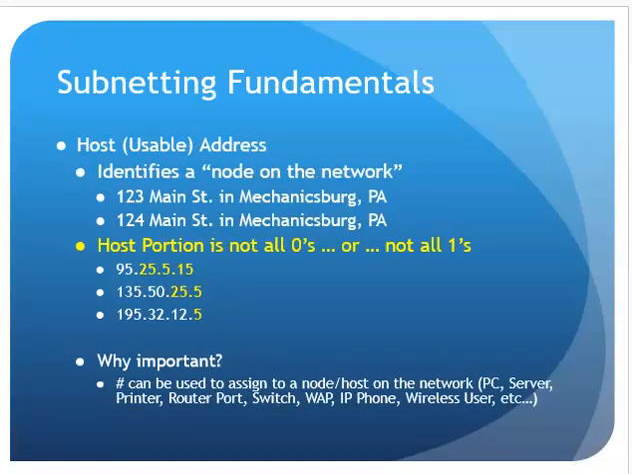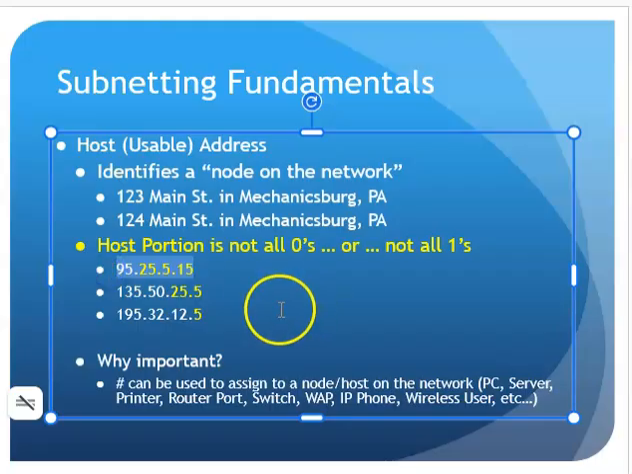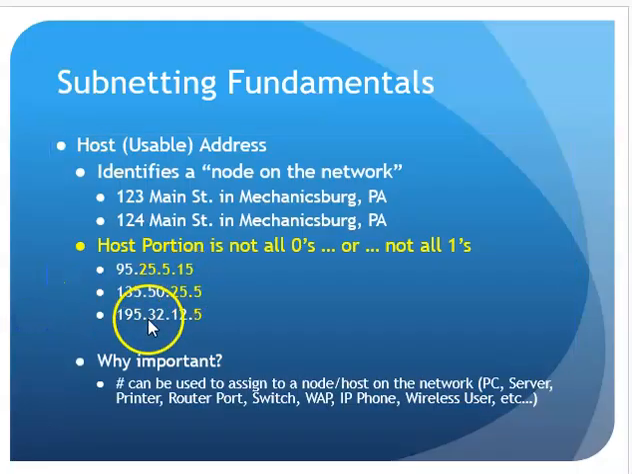I can, however, assign a host address. When I have a combination of ones and zeros in the host portion, that is now a node or usable host address. That'd be something like 123 Main Street, Mechanicsburg, PA, 124 Main Street, Mechanicsburg, PA. Again, the host portion is not all zeros and it's not all ones. So an address like 95.25.5.15 would be a valid host address for that Class A network. 135.50.25.5 would be a valid host for that Class B network. 195.52.12.5 would be a valid host address for that Class C network. That is a number we can actually use to assign to a computer, a printer, a server, an access point, etc. All right?